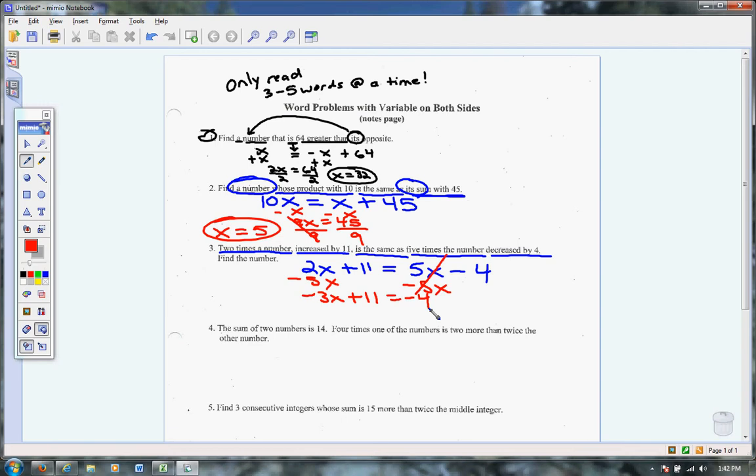And then I would subtract 11, and that gives me, I'm just about out of room, I'll come over here, negative 3x equals negative 15. How do you get 3x? I got the negative 3x because I did 2 minus 5. Yeah. 2 minus 5 is negative 3. So now I have negative 3x equals negative 15. Divide both sides by negative 3. x equals 5.